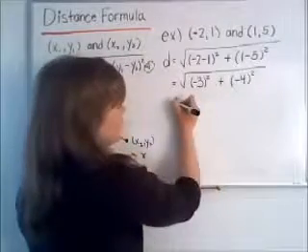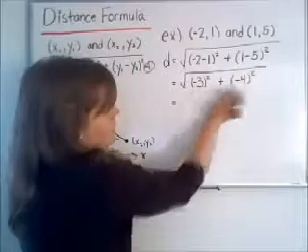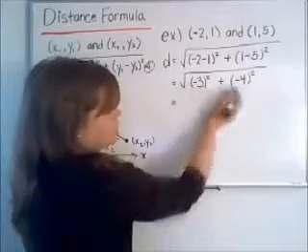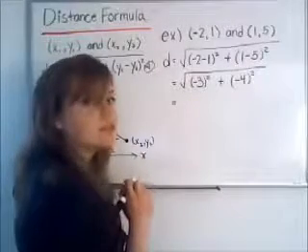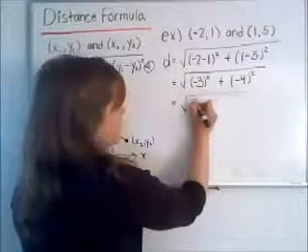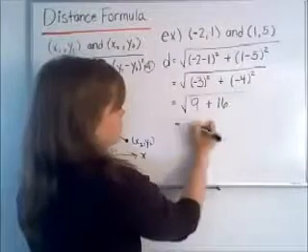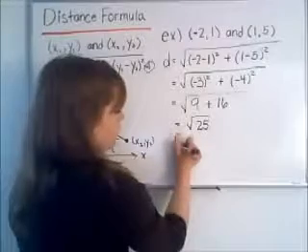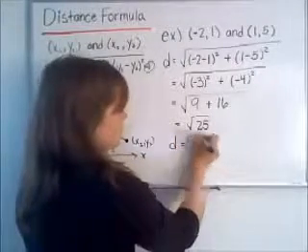Okay? Now distance is always positive. We do have negative numbers in here, but if you notice, we're always going to be squaring them if we get negative numbers. So our ultimate result will always be positive, which is a good thing. So just continuing to do the math, we get 9 plus 16, square root of then the sum of those, which is 25. So our final answer, the distance between those 2 points, is 5.